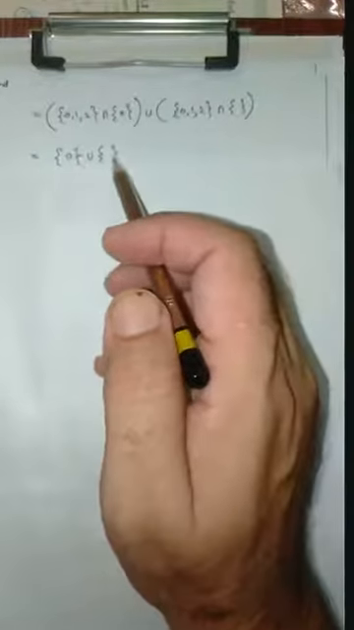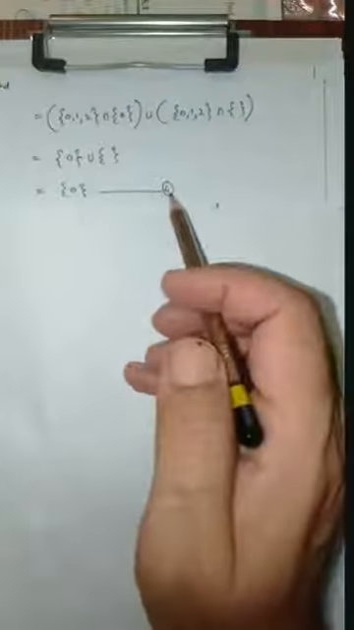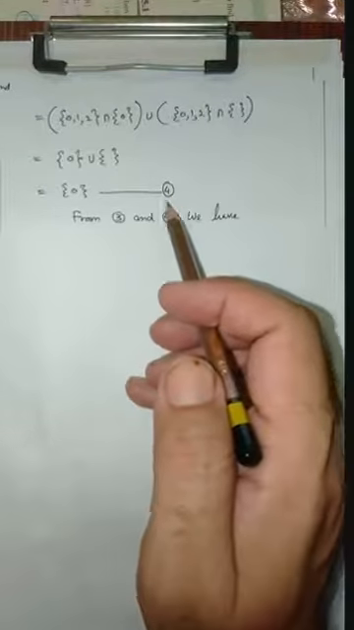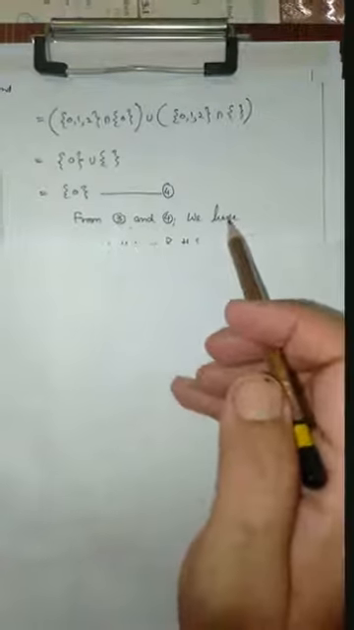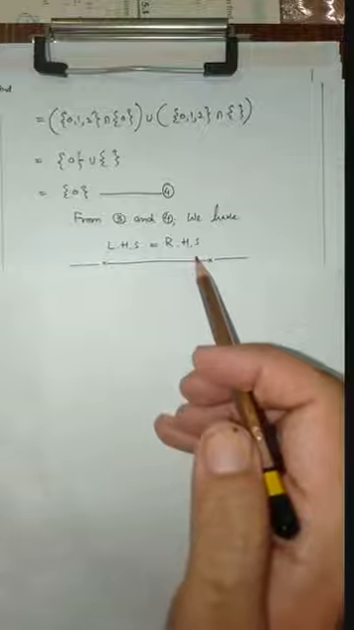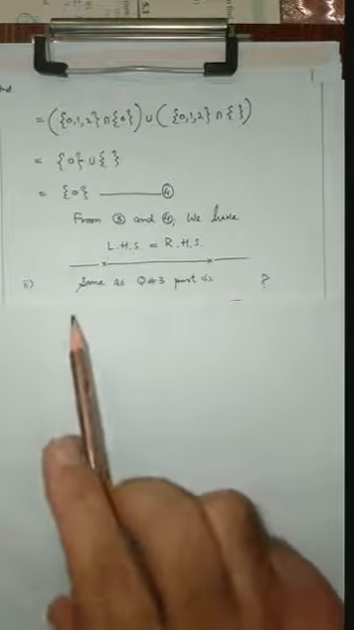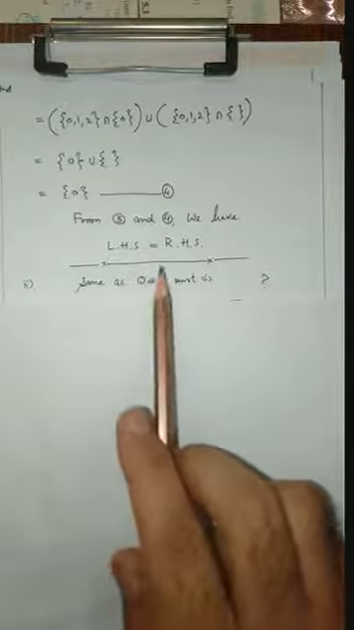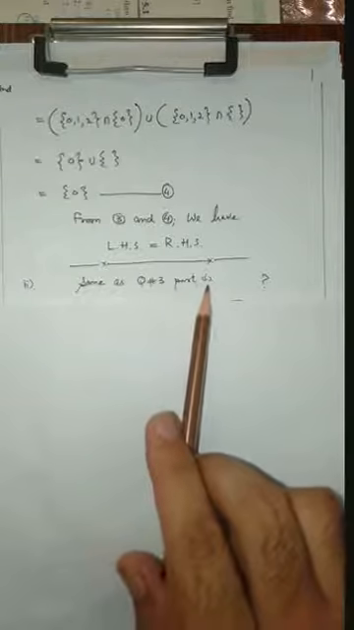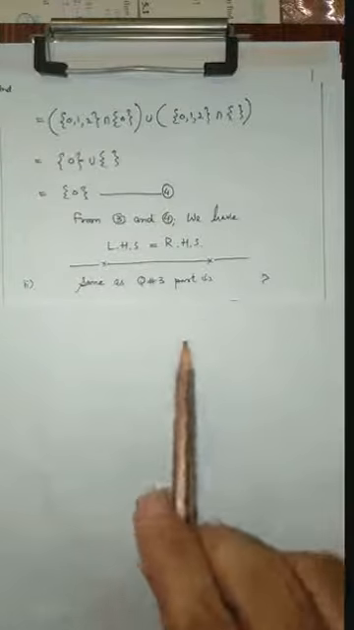Now taking the union of these two sets, which is equal to the empty set, answer number 4. From 3 and 4 we have left hand side is equal to right hand side. Now part number second is the same as question number 3 part number first, and the student will solve it by themselves.